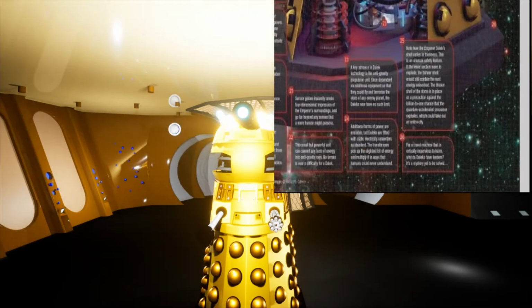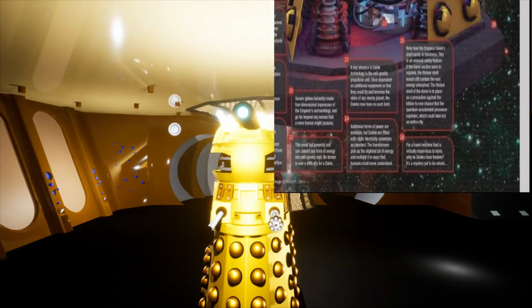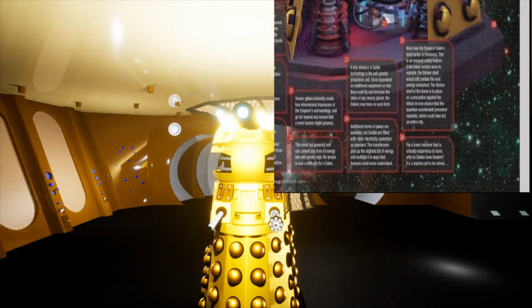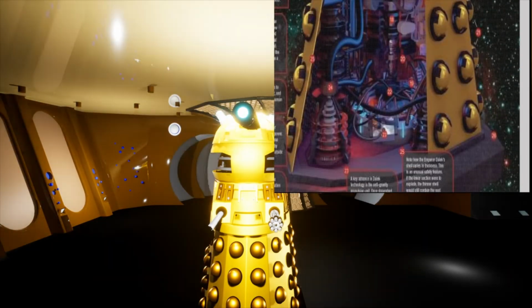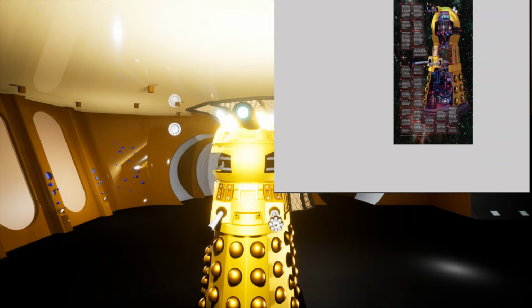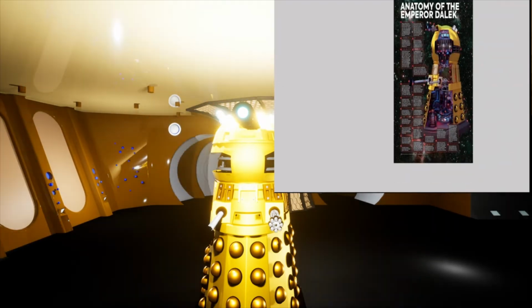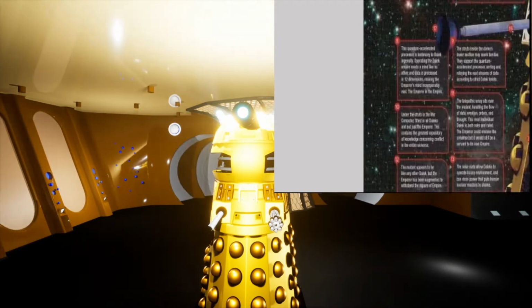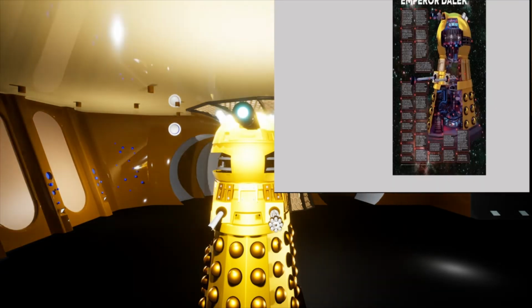For a travel machine that is virtually impervious to harm, why do Daleks have fenders? It is a mystery yet to be solved. So, yes, that is my anatomy. I was about to say autonomy, but yes, this is my anatomy.